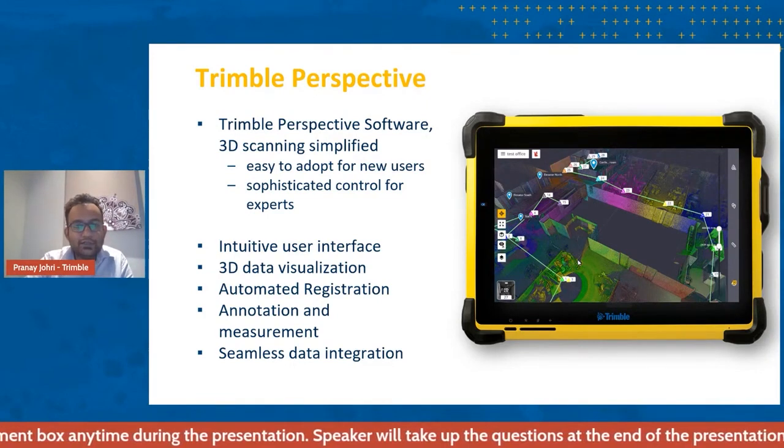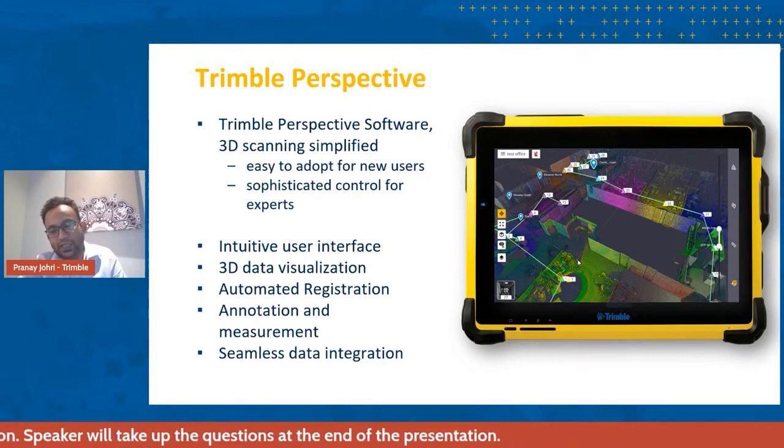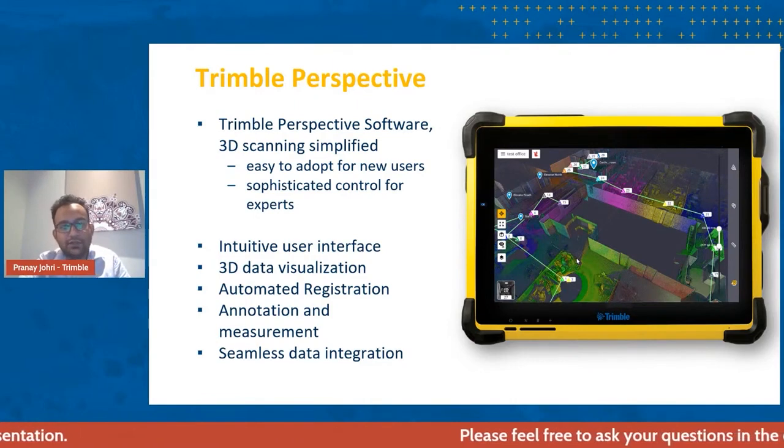So all of your data can sit in one single platform, and which will allow you to see everything all at once from a variety of sensors, and it will reduce your requirement to go back and forth between different scanners at one time.